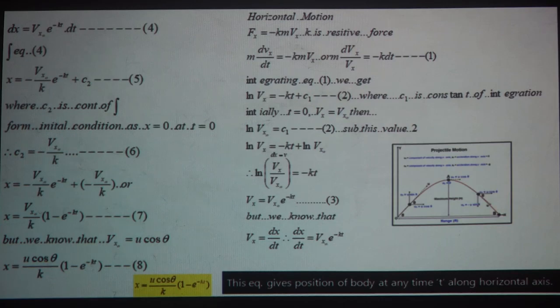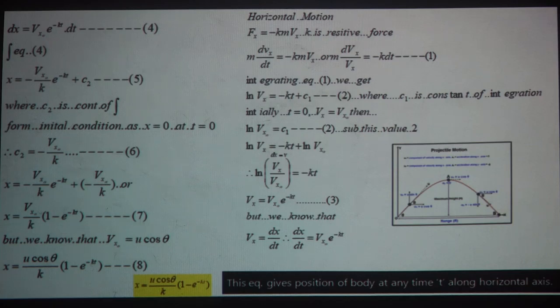Substituting the value of c1 in equation number 2, I get ln of Vx is equal to minus kt plus ln of Vxo. So ln of Vx by Vxo is equal to minus kt. Removing the ln, the right-hand side goes to e raised to something, so Vx is equal to Vxo e raised to minus kt, my equation number 3. But Vx is the velocity along the x-axis, which is nothing but dx by dt. Therefore dx by dt is equal to Vxo e raised to minus kt.